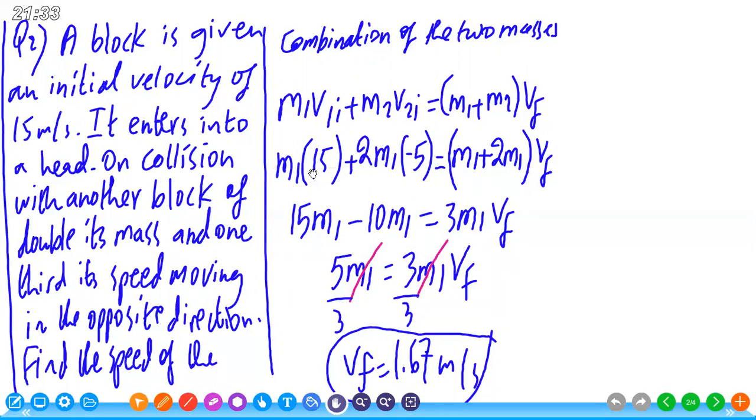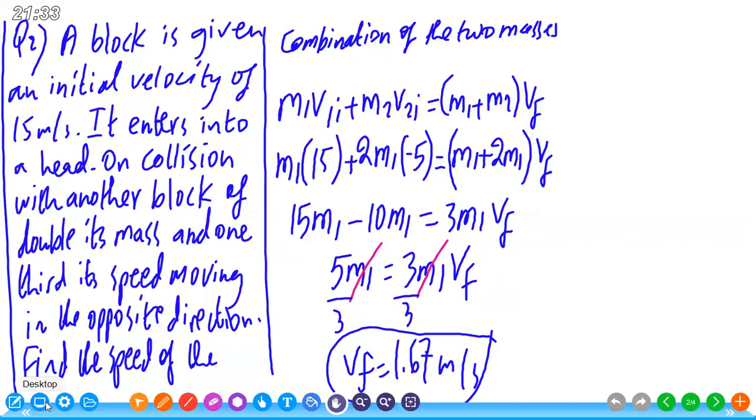Now, so 15 M1, 2 times -5 is -10 M1. M1 plus 2 M1 is 3 M1, V final. 15 M1 minus 10 M1 is 5 M1, equal to 3 M1 V final. Let me cancel M1 with M1 and divide over 3 over 3. So we are going to get V final to be 1.67 meter per second.